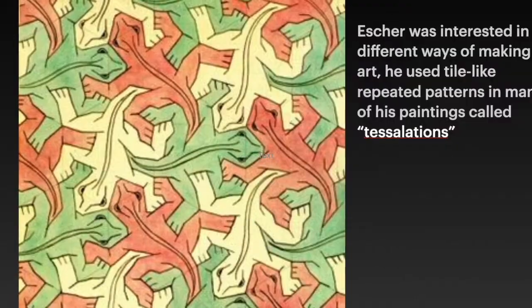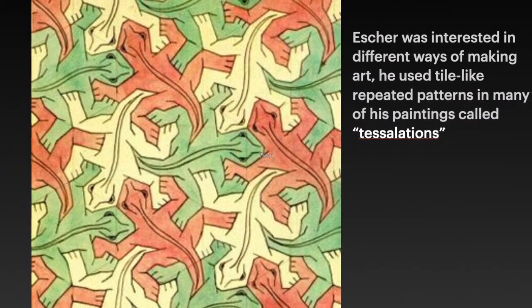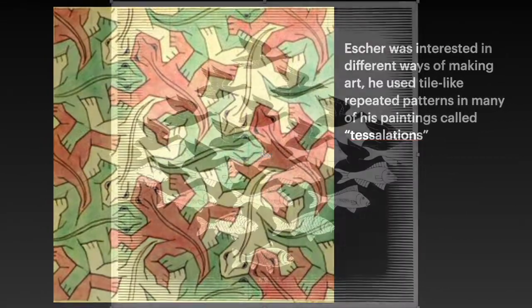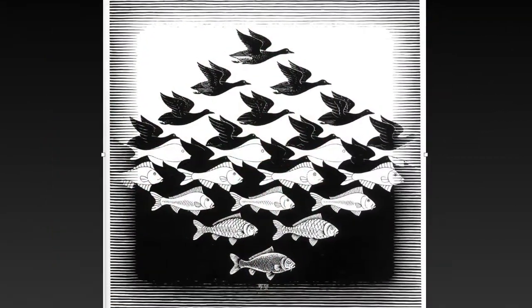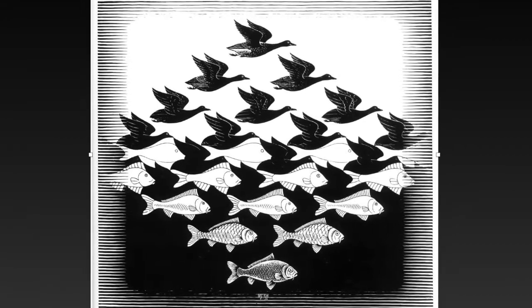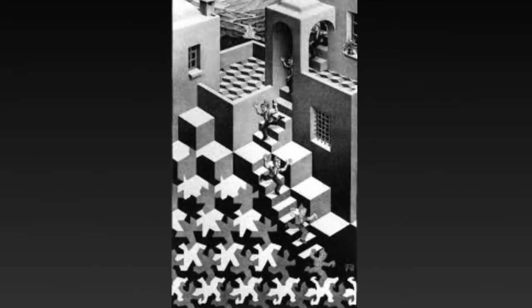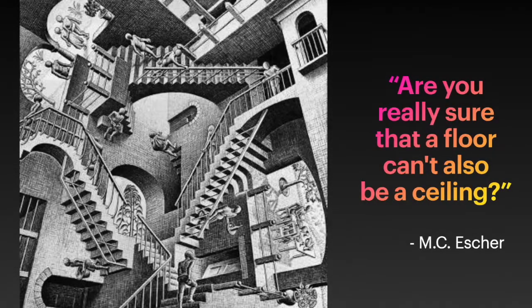Here is an example of interlocking lizard tessellations. Escher liked to use tessellations to gradually transform one image to another, like the bird and the fish image in this example. Escher also loved to draw art that depicted the impossible. What would it be like to visit this world? Escher asks, "Are you sure a floor can't also be a ceiling?"